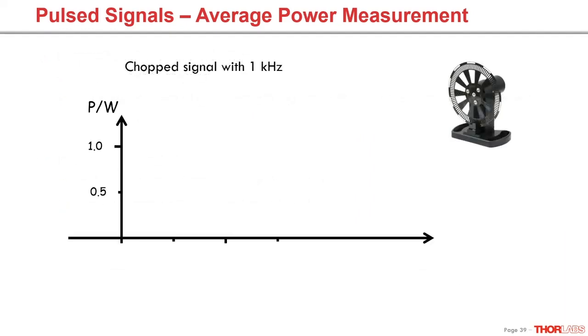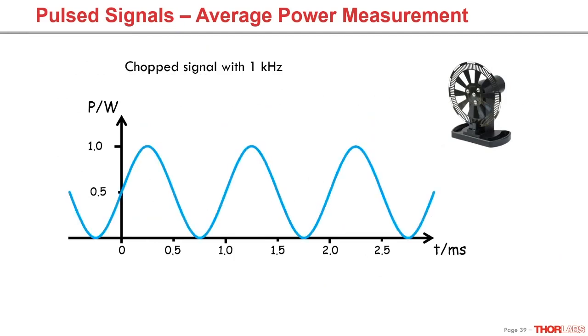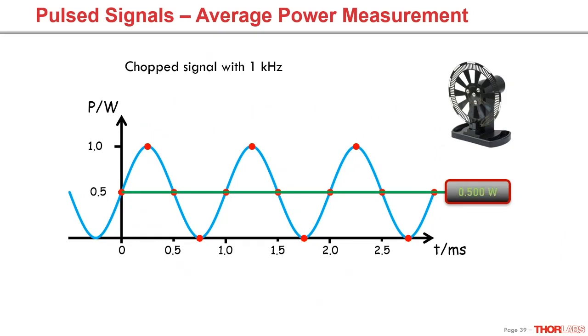In our first example, we want to start with a sinusoidal signal as it comes when using an optical chopper wheel at a sufficient frequency. The sampling interval is 4 measurements per millisecond. This example with 1 kilohertz gives a reliable average value, so all sample points can well be on the pulse shape.